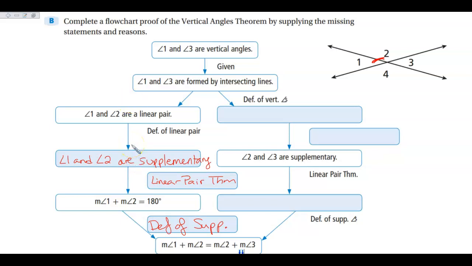Okay, what does this information tell me? This guides me to this next piece of information. So that's why there's an arrow there. Okay, the other thing that we talked about, remember in that plan for the proof, was also showing that angles 2 and 3 are a linear pair. So what's basically going to happen is this right side is going to mirror the left side, but instead of angles 1 and 2, we're going to be looking at angles 2 and 3. So it's going to be the same thing. Angle 2 and angle 3 are a linear pair by the definition of a linear pair.